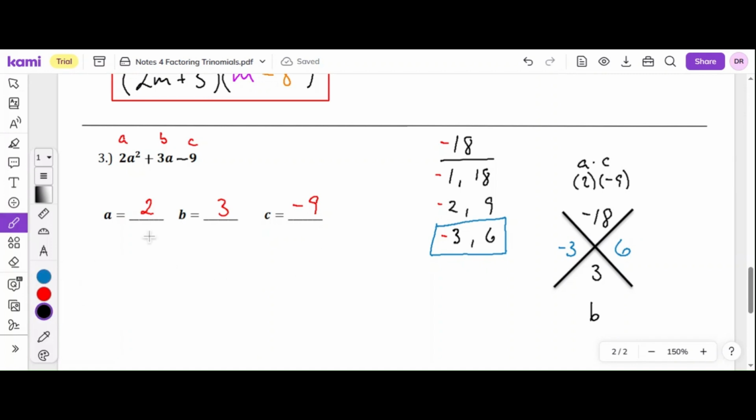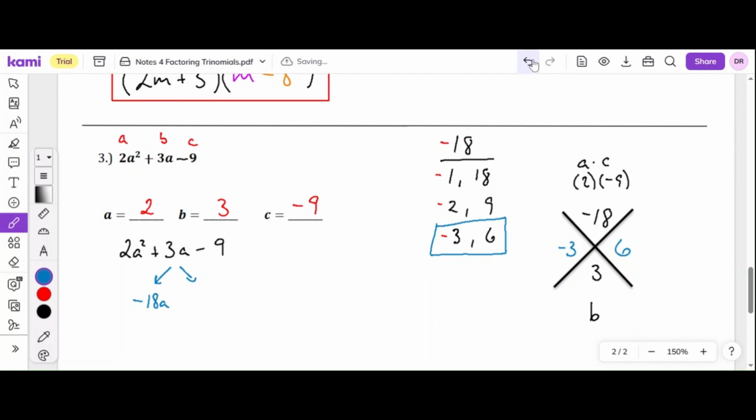Let's go back to the original. We have 2a squared plus 3a minus 9. We're going to split the middle here. Okay, so let's take our middle term, that 3a, and break it into two parts. That would be a negative 18a.